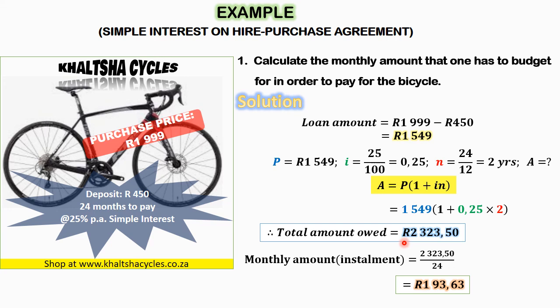So it is always advisable to buy things cash, but if you don't have cash, then you are forced to buy on hire purchase agreement. But on hire purchase agreement, it means you're going to pay interest. You're going to pay back interest. You pay the total amount plus the interest.